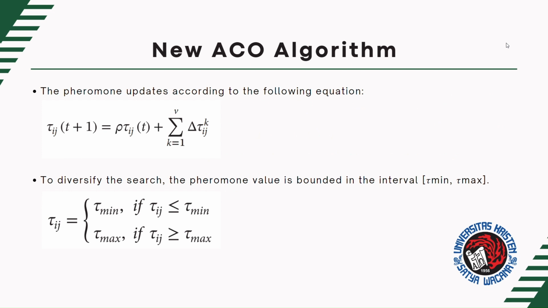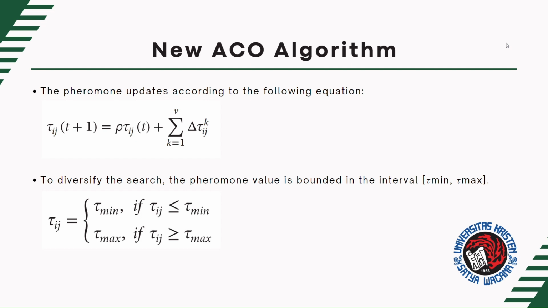Okay, the pheromones update according to the following equation. So for the first one, this equation is used to calculate how the pheromone on a path will be updated based on information from all ants in the population. This update is important because the pheromone directs other ants to choose a path that has proven effective in finding a solution.